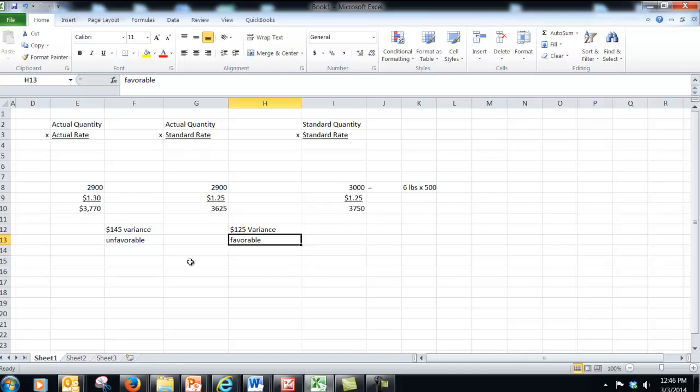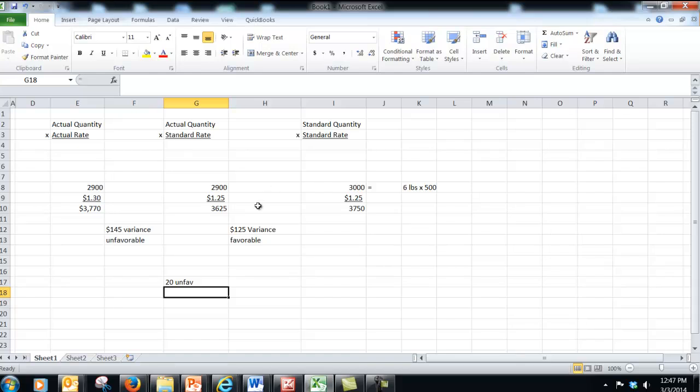That's favorable. So the easy way to remember this is we have the actual times actual here. We have the standard times the standard here. And in the middle, we have a combination of the two. Okay, so take just a couple minutes and write that down. Do whatever it takes for you to memorize it, and hopefully that will help you keep it straight.